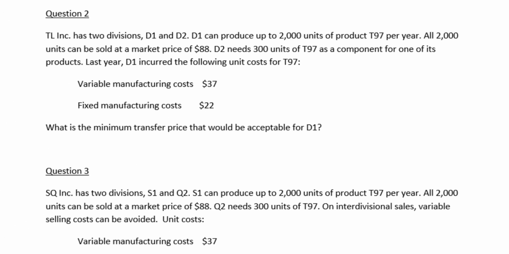Question 2. TL Inc. has two divisions, D1 and D2. D1 can produce up to 2,000 units of product T97 per year. All 2,000 units can be sold at a market price of $88. D2 needs 300 units of T97 as a component for one of its products. Last year, D1 incurred the following costs for T97. Variable costs of $37, fixed costs of $22. What is the minimum transfer price that would be acceptable for D1?